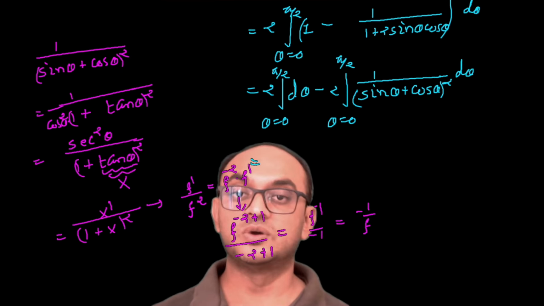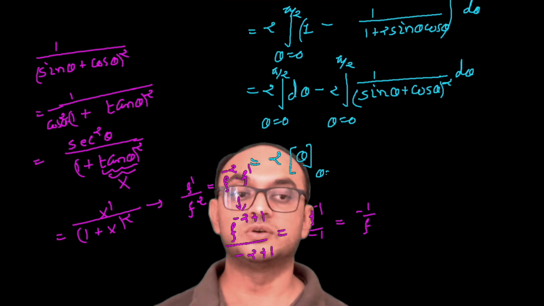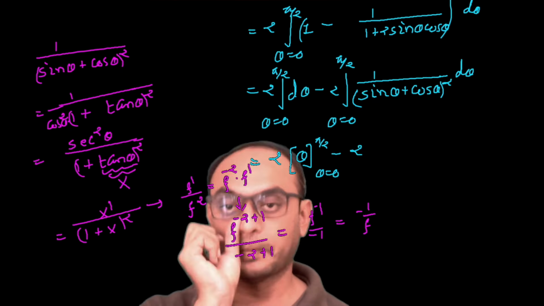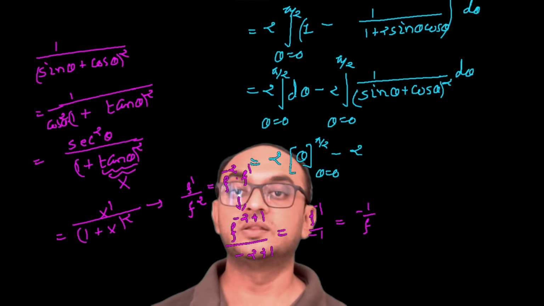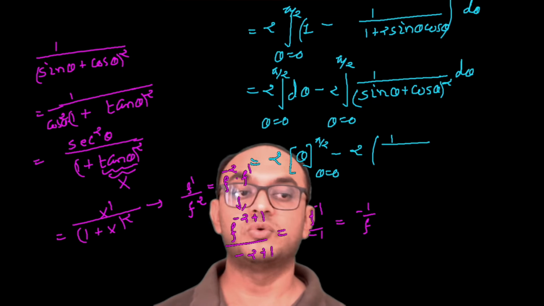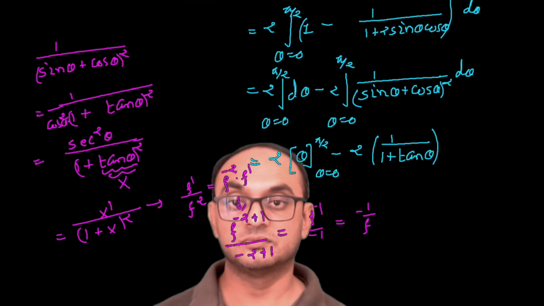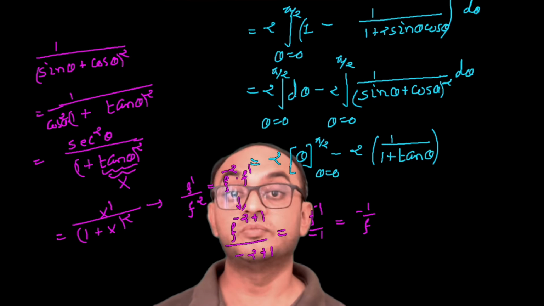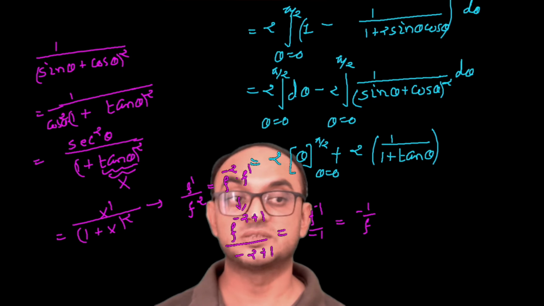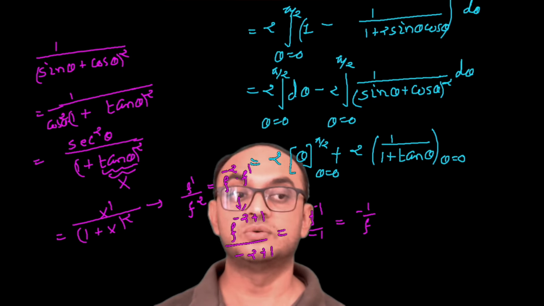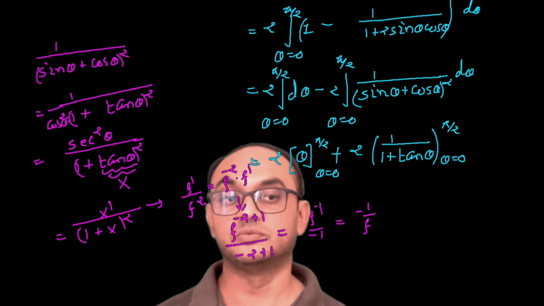So this is equal to 2 times the integration over theta from 0 to pi by 2, minus 2 times the integration of 1 upon 1 plus tan theta, with minus sign, so minus minus plus, where theta goes from 0 to pi by 2.